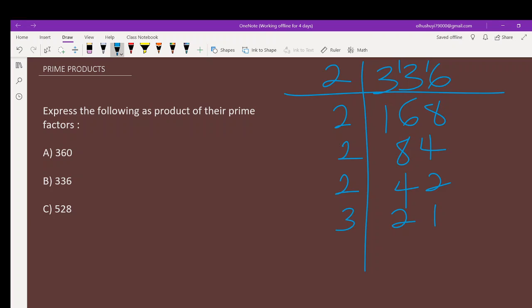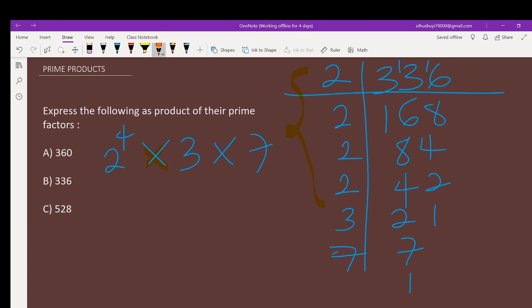Go to 3. 3 here, 7. Neither will 3 divide again. 7 itself, 1. So we have 2 raised to power of 4. Check how many we have here. 2 raised to power of 4 times 3 times 7. So that basically becomes the prime product of 336.